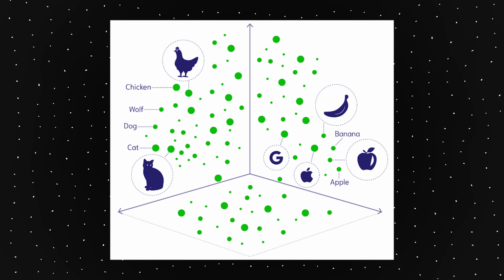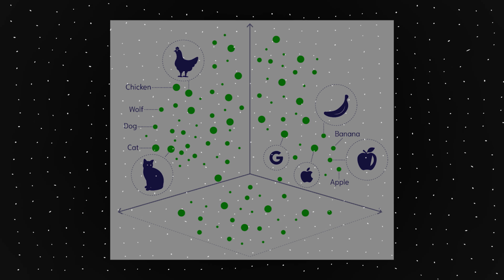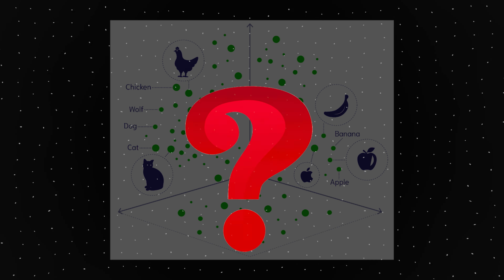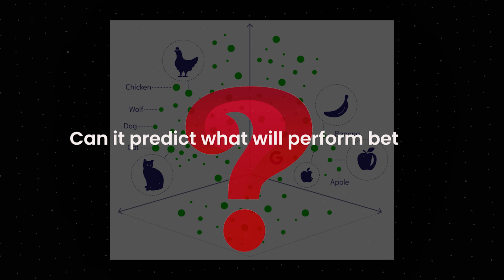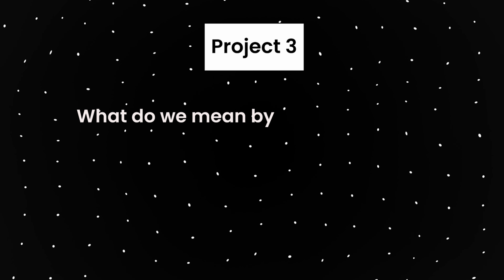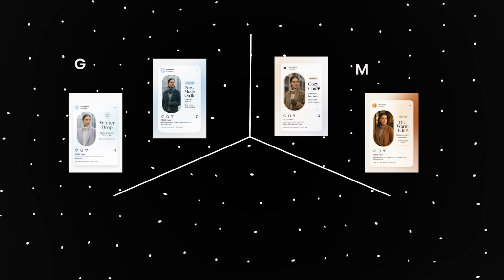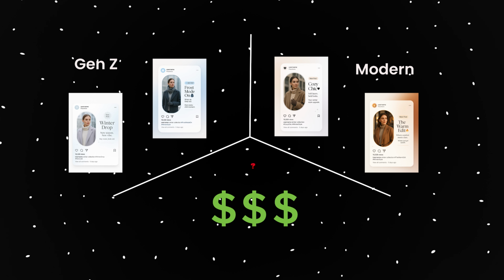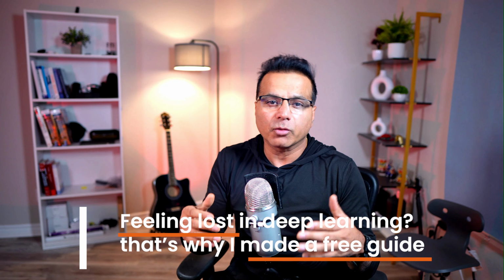Now that your model can tell what fits together, the next logical question is, can it predict what will perform better? And that's the focus of project number 3. But first we need to define, what do we mean by perform better? In this case, ad performance means the ad that gets more clicks. It's that simple.